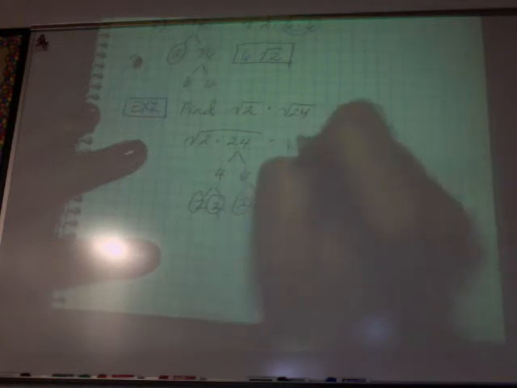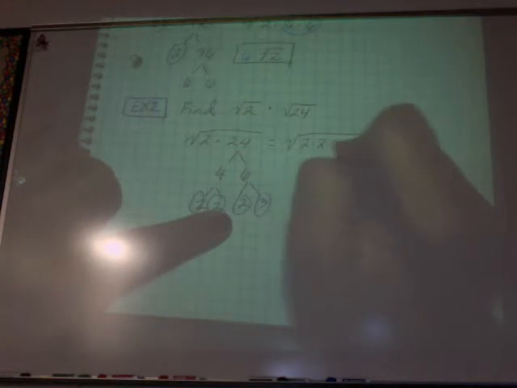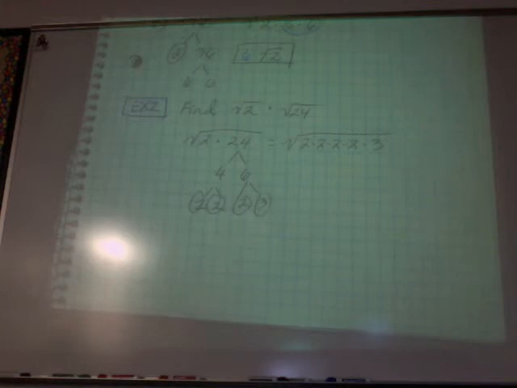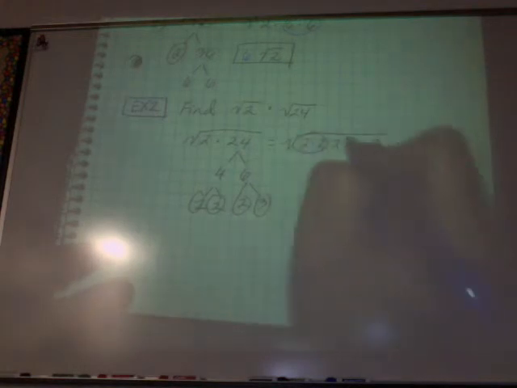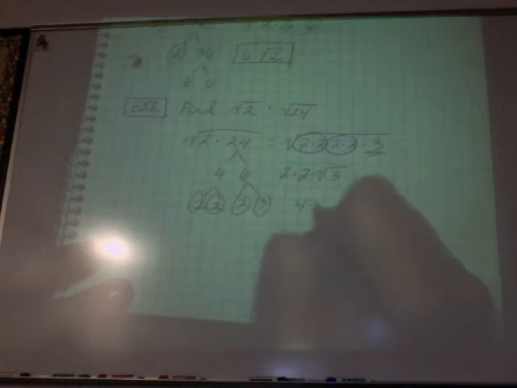And so what I really have are 1, 2, 3, 4 2s, and then 1, 3. So I actually have 2 pairs of 2s. So 2 2s come out in front, and I'm left with 3 underneath, bless you. So my actual final answer is 4 root 3.